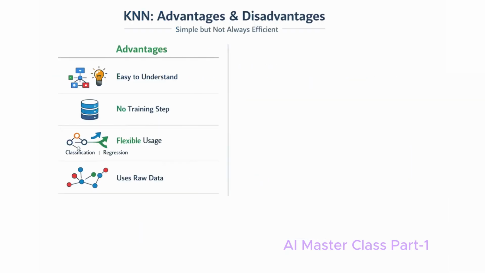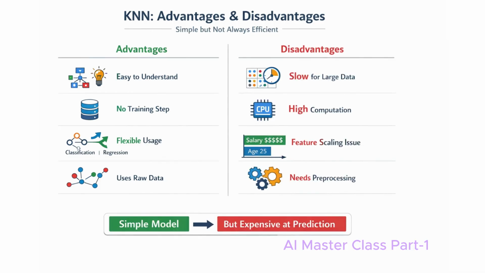KNN is simple and easy to understand and implement. There is no training step required. It just stores the data and uses it at the time of prediction. It works well for both regression and classification problems. Now it does have a few disadvantages as well. If the data set is very large, then it becomes very slow because it needs to do more comparisons. Also, it can struggle where there are many features with different scales.